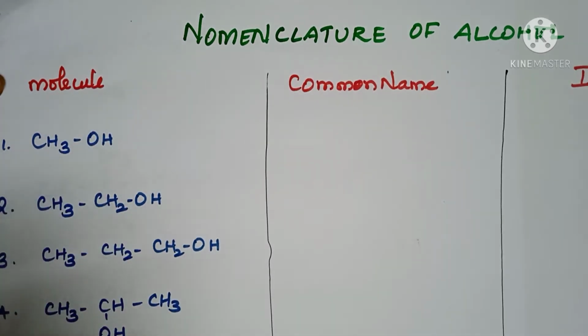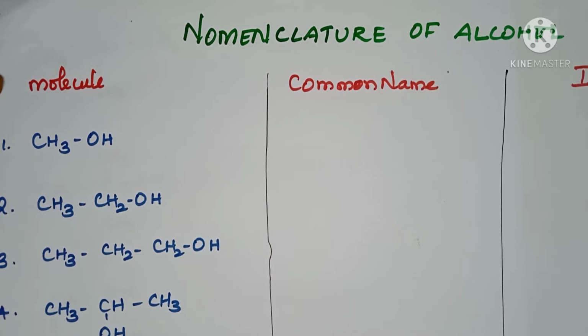When you are going for the IUPAC name, first you have to find the functional group. Second, the number of carbons. Third, where you have to number. Usually you number starting from the functional group. Then you give the proper name according to the parent chain.